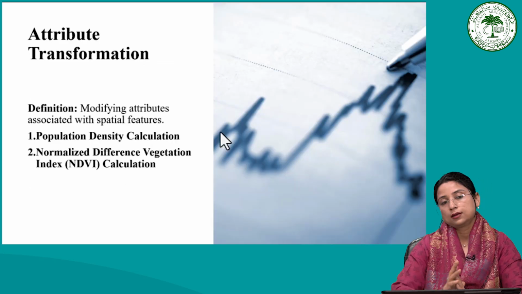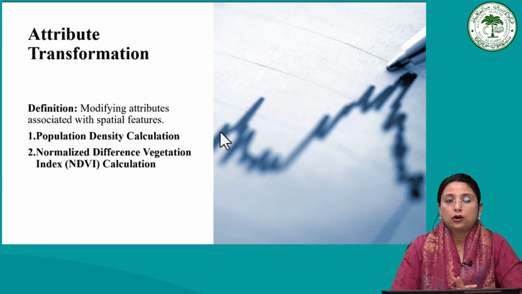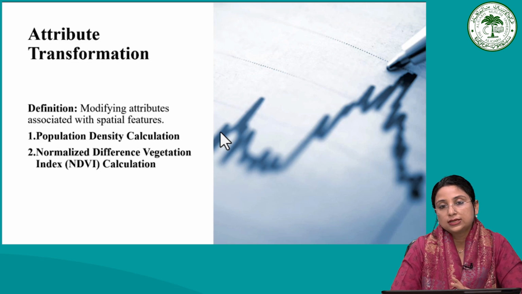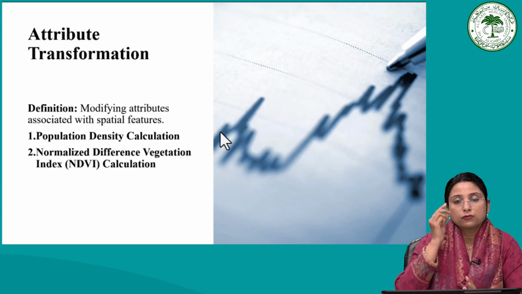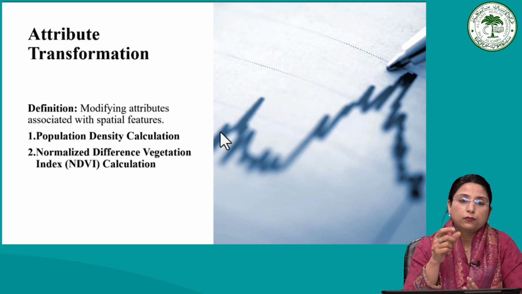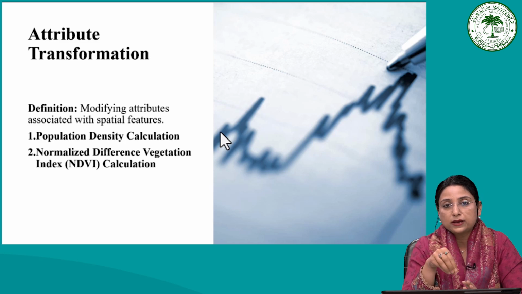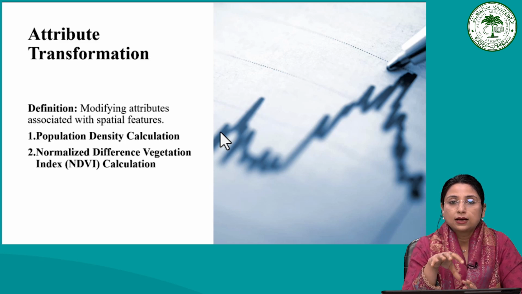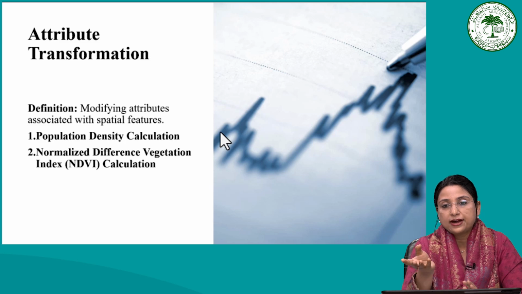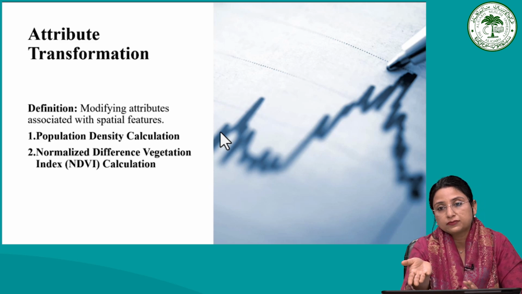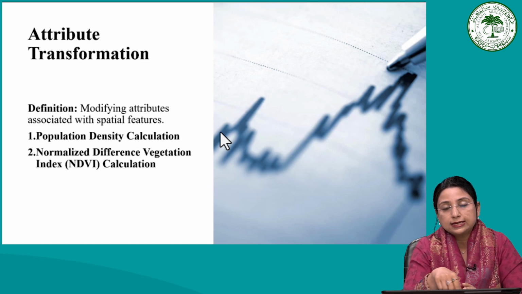Now, here I would like to talk about attribute transformation. Attribute transformation is actually the last type of transformation. Here, modification of attributes associated with the spatial features is performed. Means modifying the attributes or even the properties related to the spatial features in geographic, or we can say spatial, data sets.